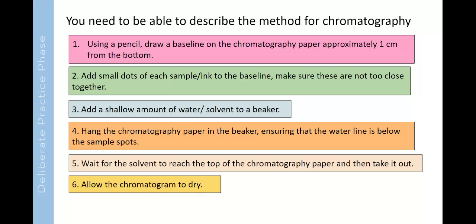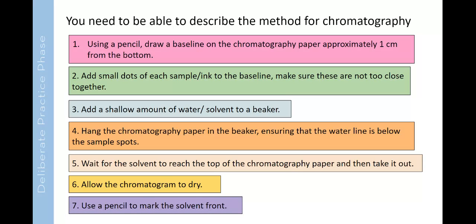Now, keep an eye on it. Once the solvent reaches the top, you need to take it out and allow your chromatogram to dry. And once it's dried, you can then use a pencil to mark the solvent front, the point at which the solvent reached.